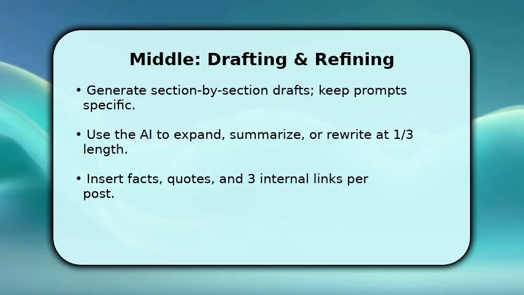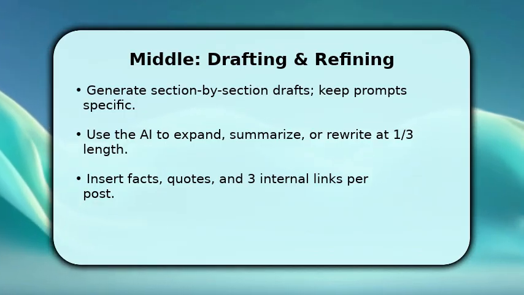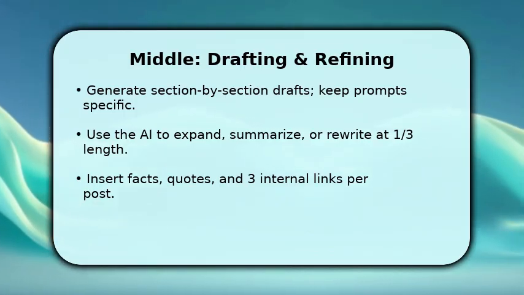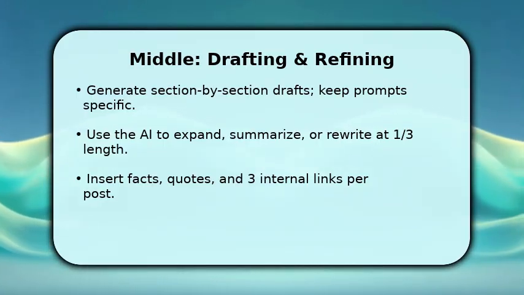Use the AI to suggest supporting quotes and internal links. If a paragraph is weak, request a 1-paragraph rewrite or a bulleted alternative. Continue this iterative loop until each heading reads like finished copy.